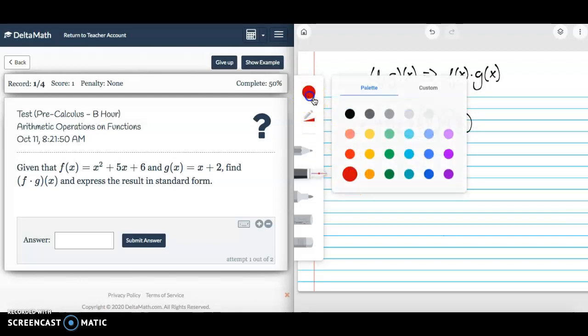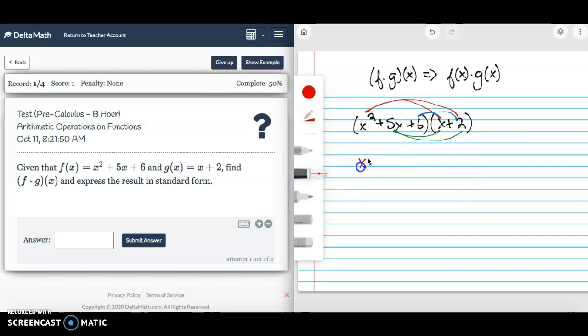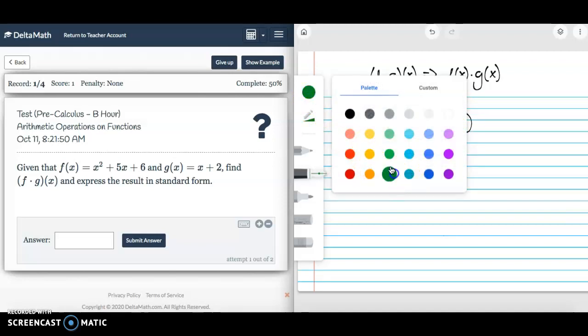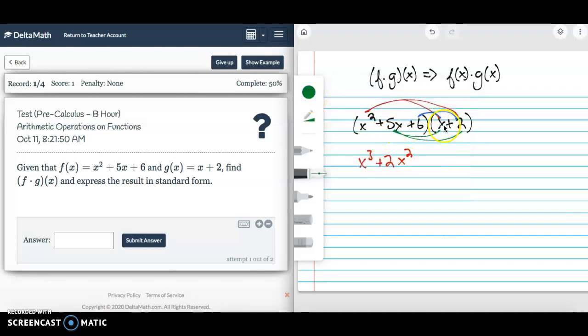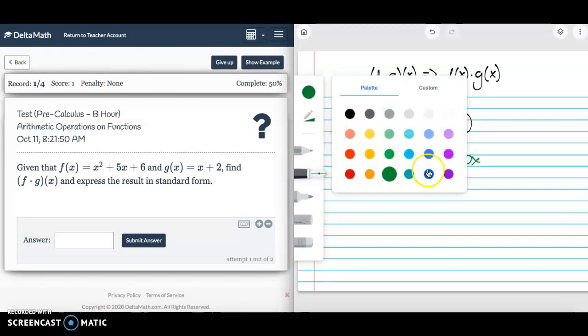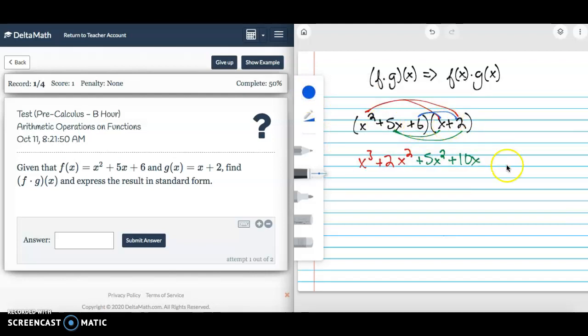My first term, x squared times x gives me x cubed. X squared times 2 gives me 2x squared. For my middle term, 5x times x gives me 5x squared. 5x times 2 gives me 10x. And then for my third term, 6 times x gives me 6x, and then 6 times 2 gives me 12.